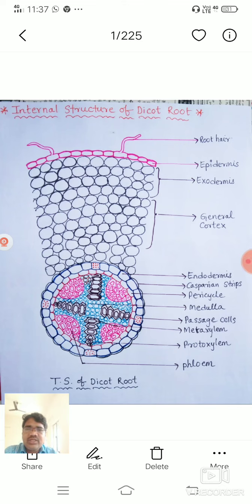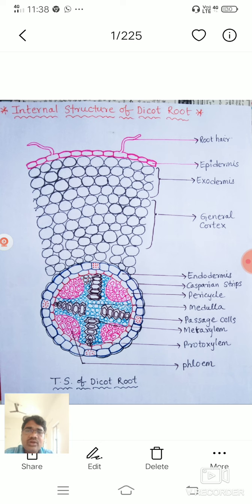Right. In this session, we will discuss the internal structure of the dicot root. This topic is related to the anatomy of flowering plants. Anatomy of flowering plants: dicot root. The anatomy of the dicot root consists of three main regions. The first region is epidermis, the second region is cortex, and the third region is stele.